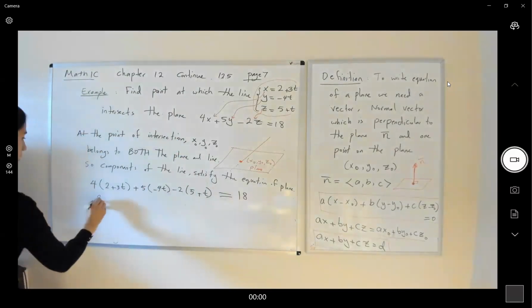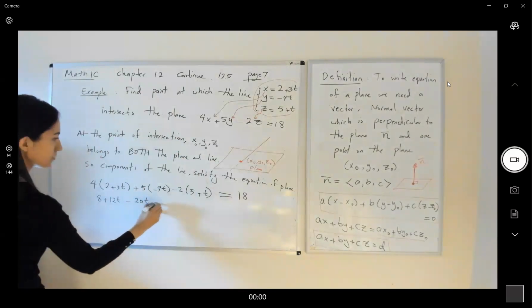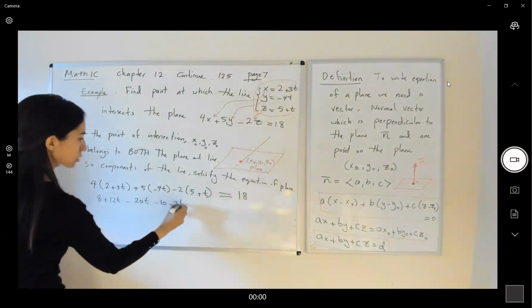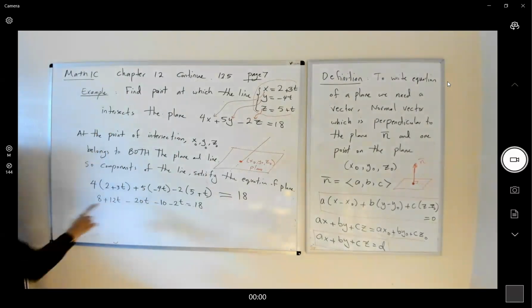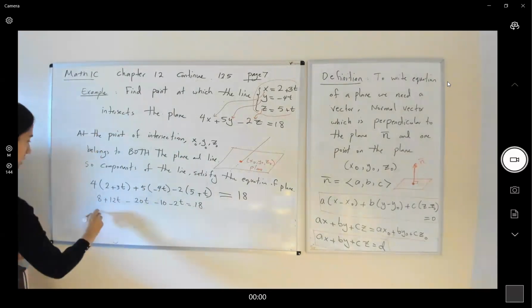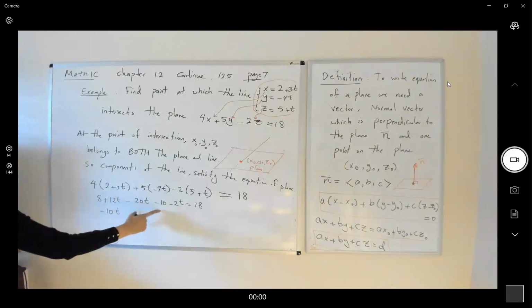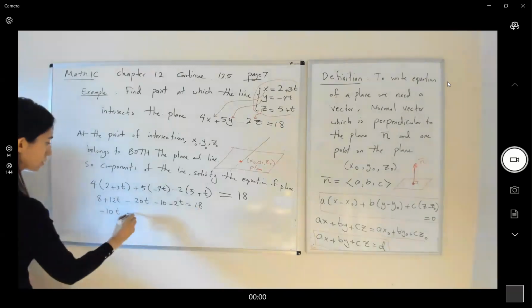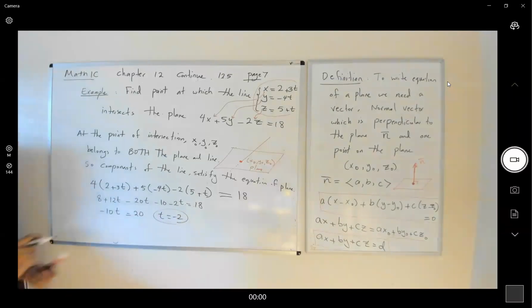So you have 8 plus 12t minus 20t minus 10 minus 2t equals 18. Okay, you have 12 minus 20, negative 8, so negative 10t. Then here you have 8 minus 2, you get... 20. So t is equal to negative 2.